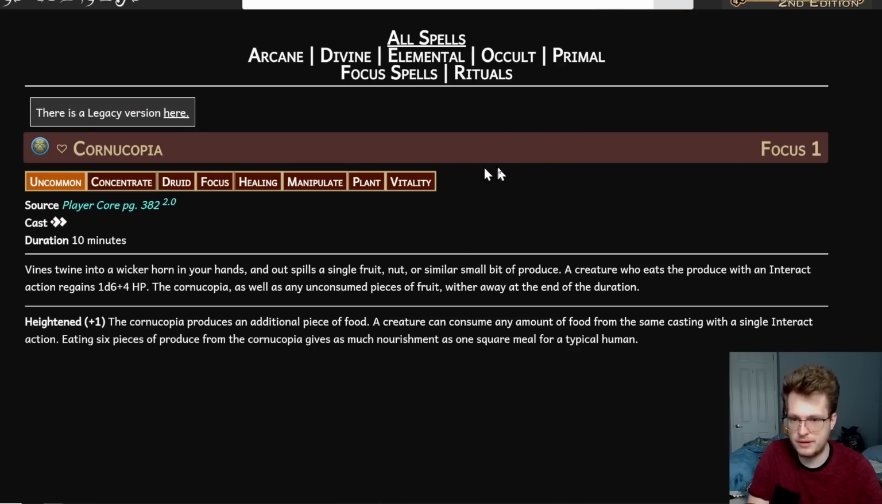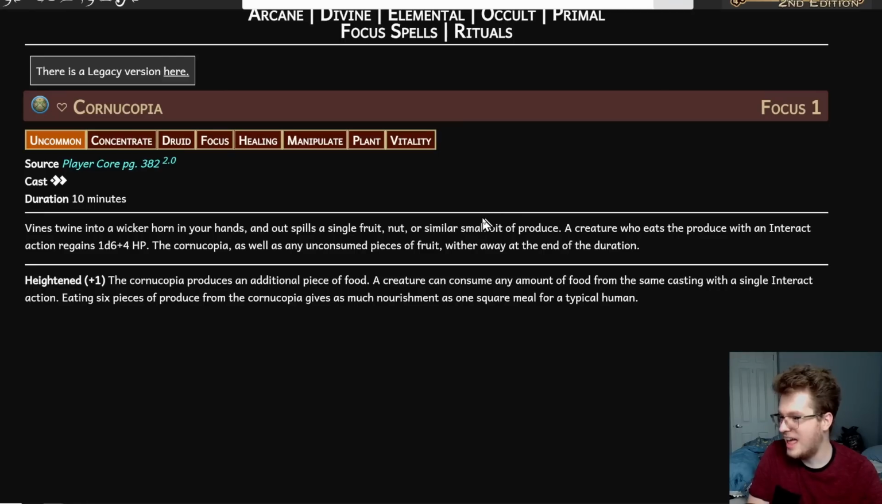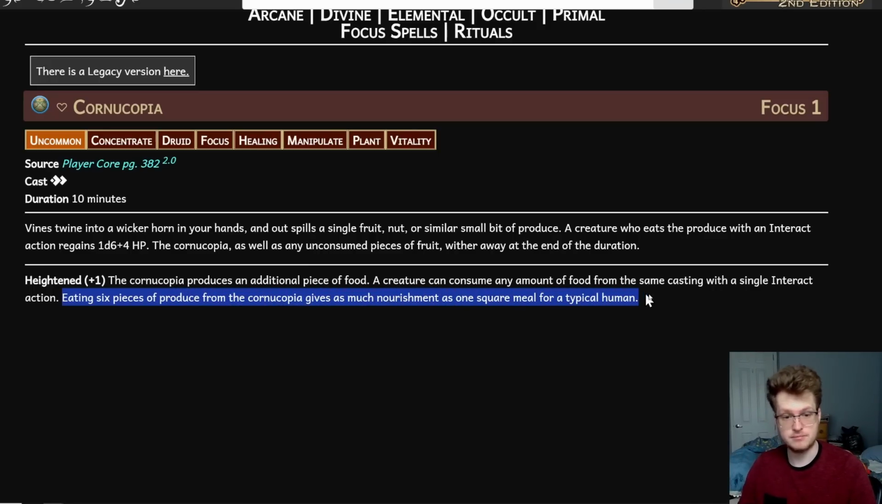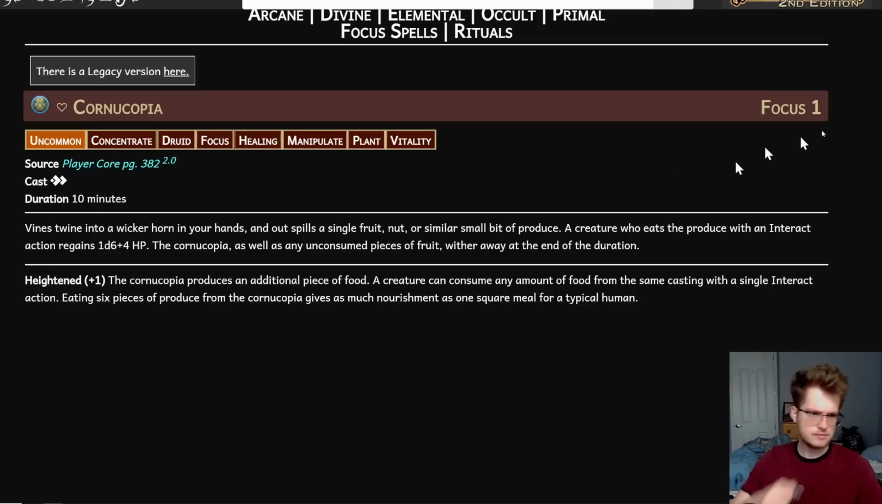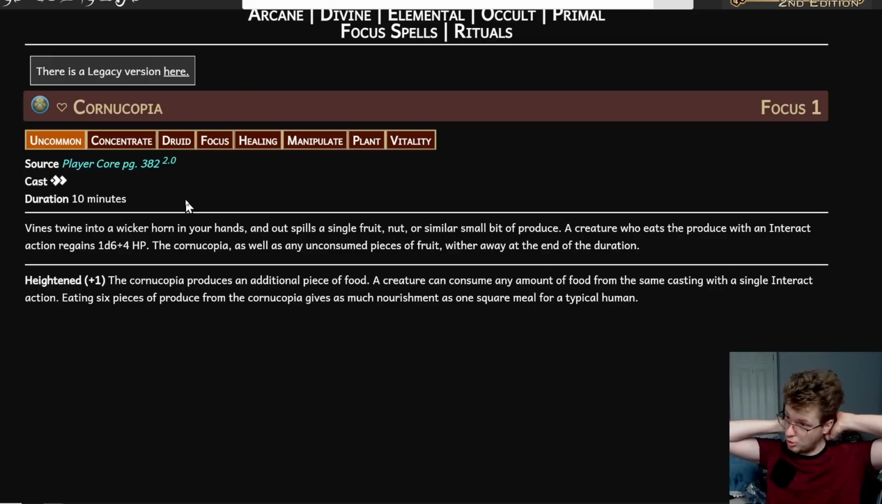It isn't like the Druid folk spell Cornucopia, which actually does potentially fill somebody up. Because with the cornucopia spell, eating 6 pieces of produce from the cornucopia gives as much nourishment as 1 square meal for a typical human. So, there you go. You can, in theory, use cornucopia to feed a certain amount of people a day, and have this take off some of the strain of needing to get as much food. Because focus spells are just a once per 10 minute, and you just kind of cornucopia through it.